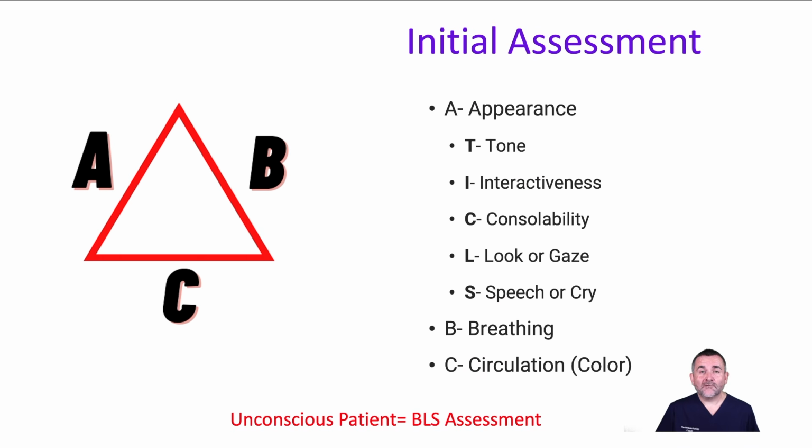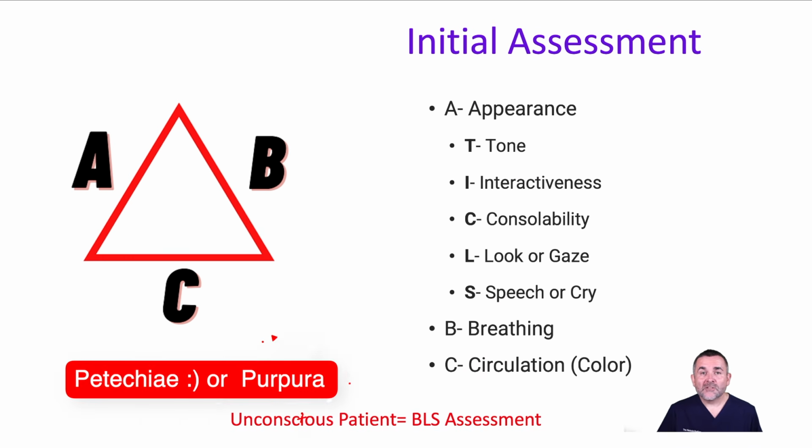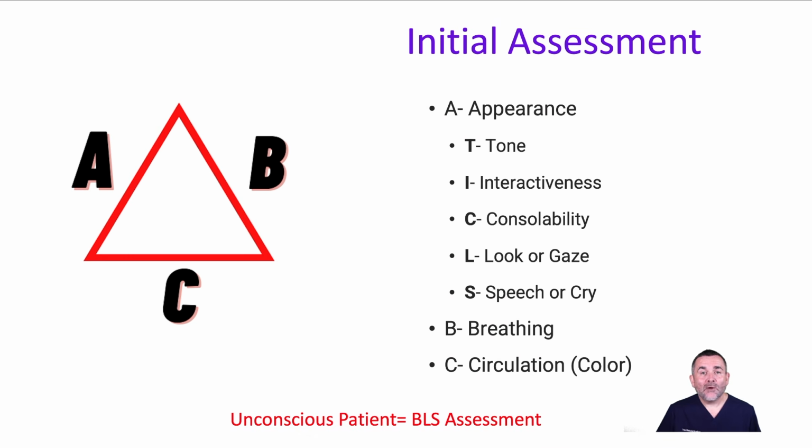Flushing can be a sign of distributive shock, or petechiae or purpura, which is bleeding under the skin, which can point us to possible sepsis. If the child is mottled, gray, pale, or cyanotic, immediately call for help and begin life-saving treatment. Circulation abnormalities alone may indicate compensated shock. The body is trying to maintain perfusion, but when paired with an altered appearance, that's a red flag for hypotensive shock.